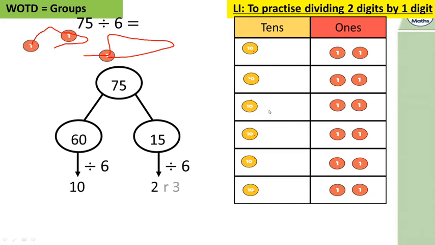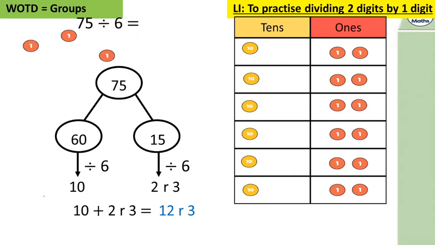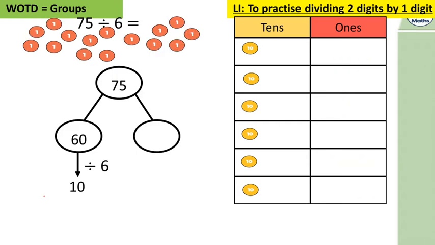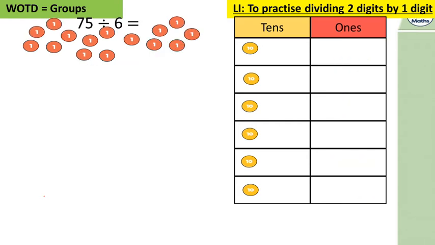So the answer is going to be 12 remainder 3. So I'm just going to run through that. Let's just get rid of that. Come back here again. Okay, so if I come back to this point because I got a little sidetracked there, we've got our 15 ones, and if I'm dividing those into groups of 6, I have 1 group of 6.